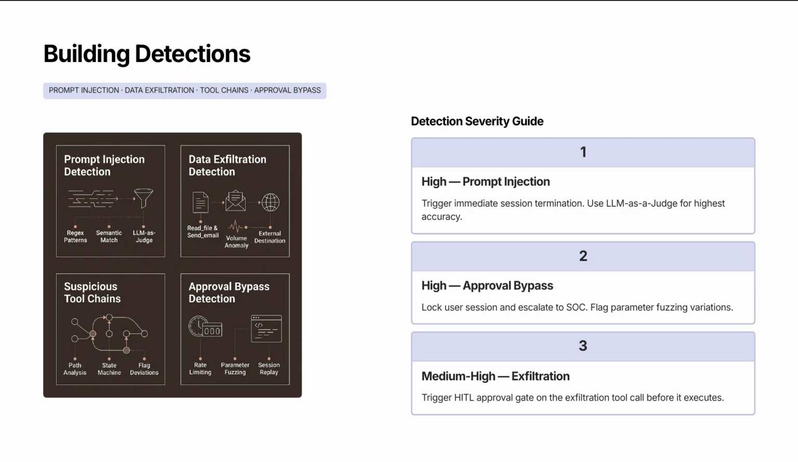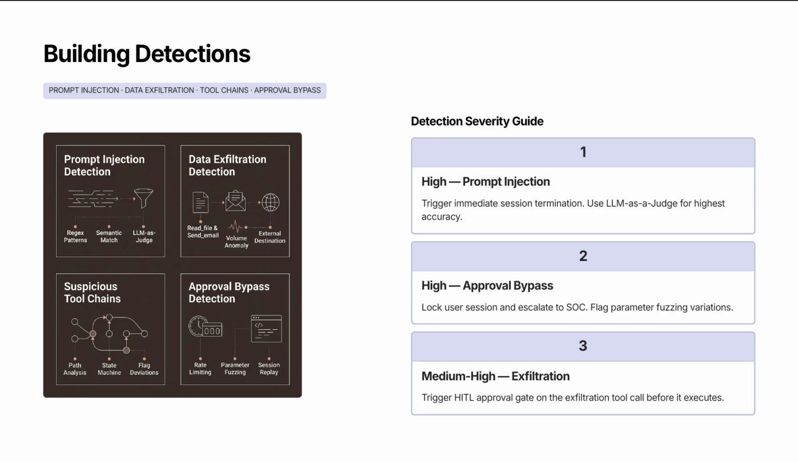Approval bypass is also high severity. If the agent appears to be working around required approvals, lock the user session and escalate to the security operations team. You also want to watch for parameter fuzzing, where an attacker changes values slightly to sneak past policy checks while still achieving the same outcome.